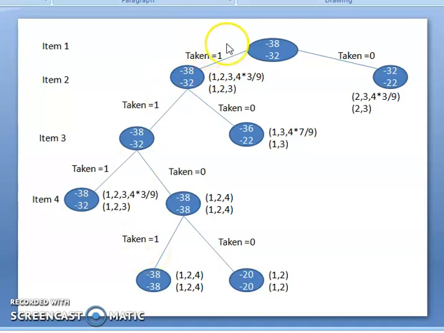In this way, like dynamic programming, we are generating a binary tree where we make a decision for each item whether to include it or not, and whichever node gives us the least cost or the best profit, we will select that node.